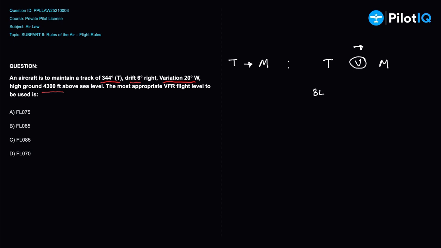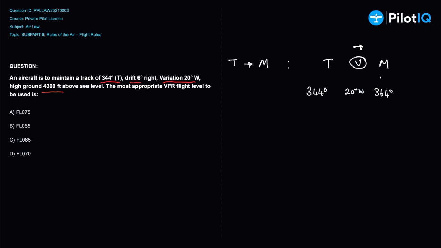Let me write that a little bit better. We have 344 degrees, which is our true track. Then we have 20 degrees west. Now we need to find the magnetic track. So how I always remember this is variation west, magnetic best, meaning that if the variation is west, like it is in this case, the magnetic heading or track is more than the true heading. So therefore, it is 364 degrees.